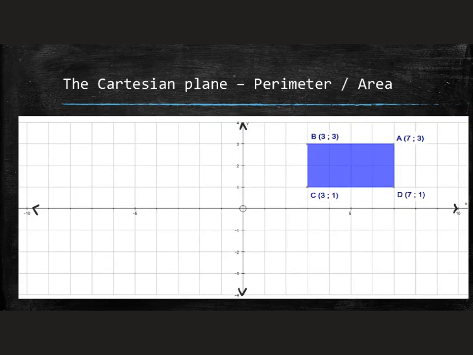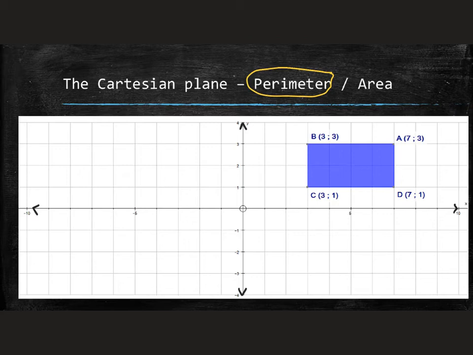Excellent. So you found that D is the point 7 and 1, and what we've created is a rectangle. We can use these again to work out different measurements. So let's speak about perimeter first. How would we work out the perimeter of this rectangle? Pause the video and tell me what the perimeter is.